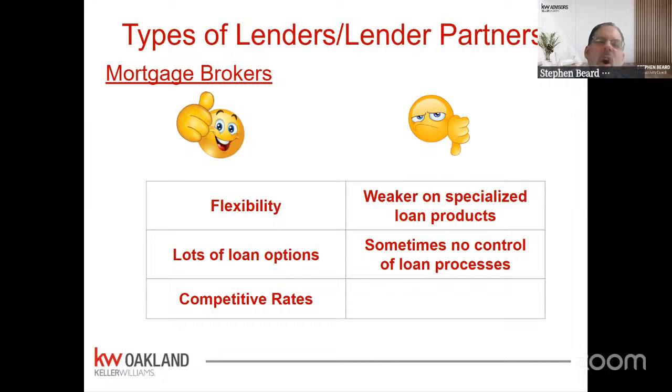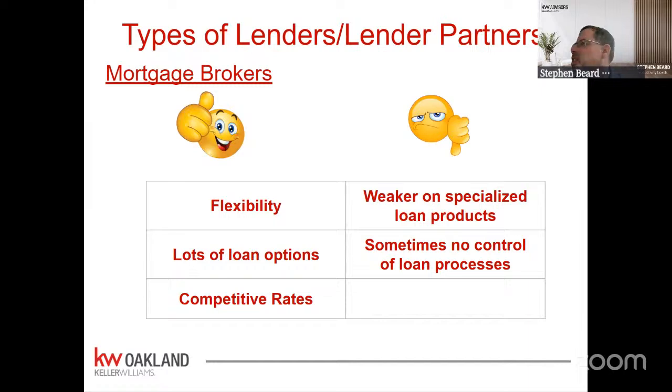And by the way, it isn't on here, but in most cases, mortgage brokers get paid by the investor. So the borrower is not being charged a premium for it going through a broker. It's kind of like our buyers when the seller pays the fee for the commission. It's the same idea. Mortgage brokers are weaker on specialized loan products.